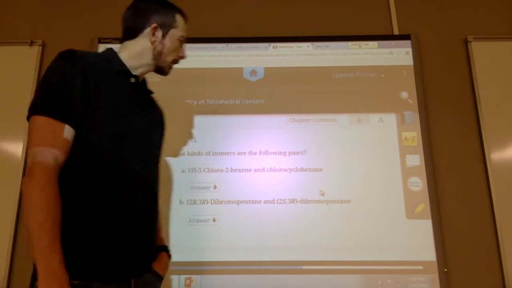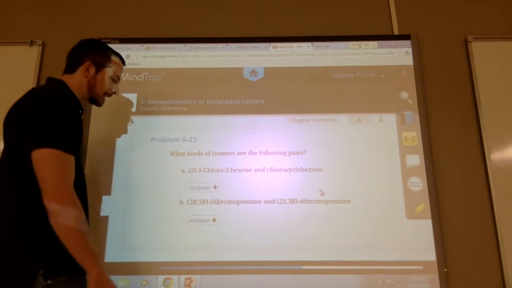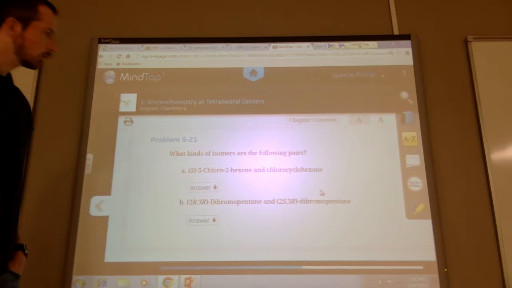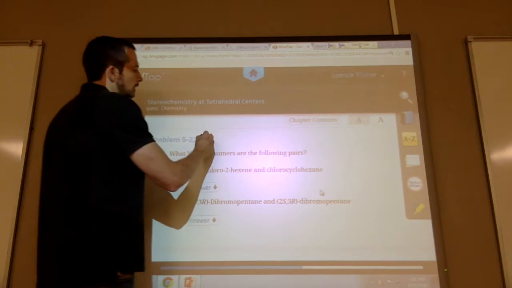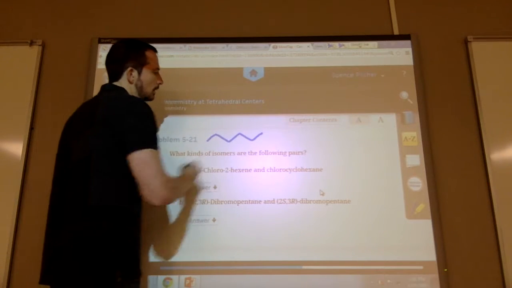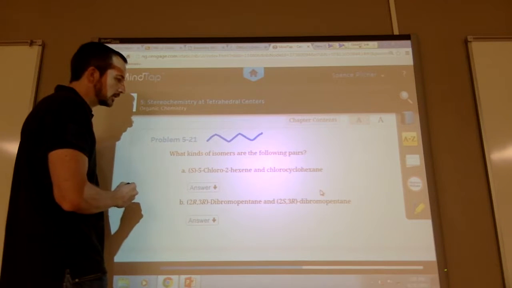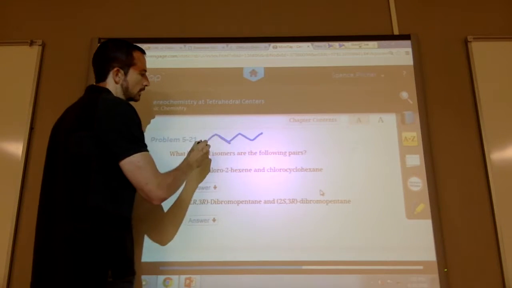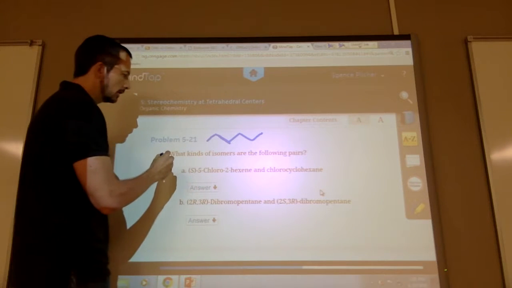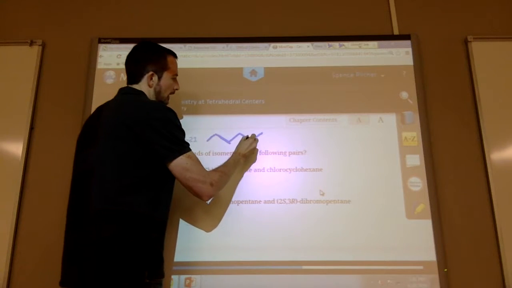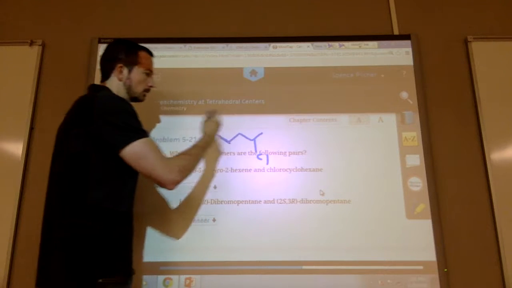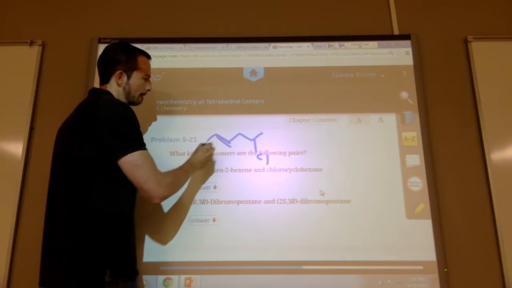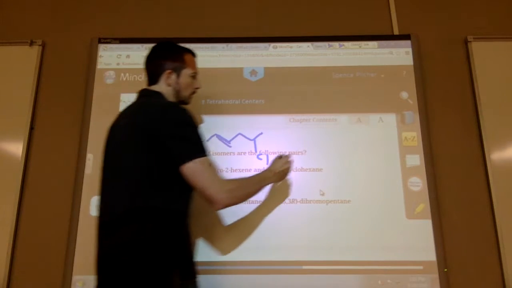So if we look at these two problems, it says, what kinds of isomers are the following pairs? So here I have 5-chloro-2-hexene. So hexene, 6 carbons, 2-chloro-2-hexene, 1, 2, and 5-chloro, 1, 2, 3, 4, 5, 5-chloro. You can put a wedge or a dash to make it S. And then I have chlorocyclohexane.